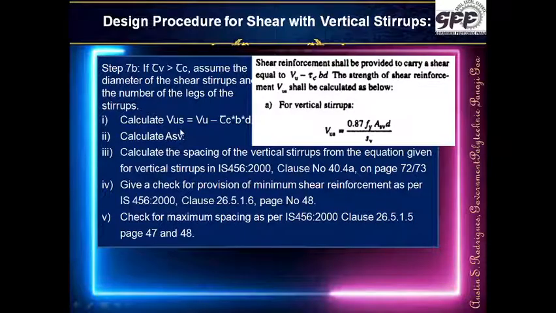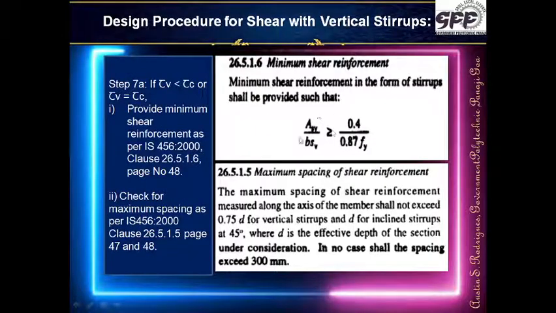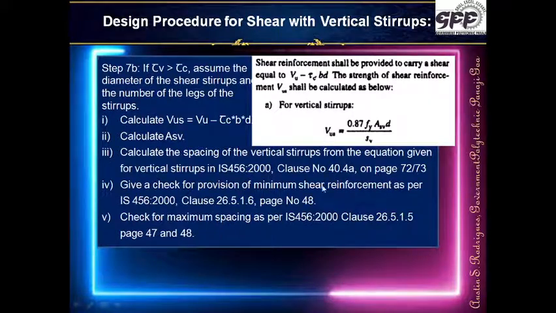We look at this formula. VUS is already known, 0.87, Fy is already known as 415 or Fe 500 or whatever the case may be, ASV is calculated over here, D is the effective depth. So having known all this, we can easily calculate the spacing of the vertical stirrups. Having got the spacing of the vertical stirrups, give a check for provision of minimum shear reinforcement as per this. That is what we have seen earlier. So that we do, and after that we give the check for maximum spacing.